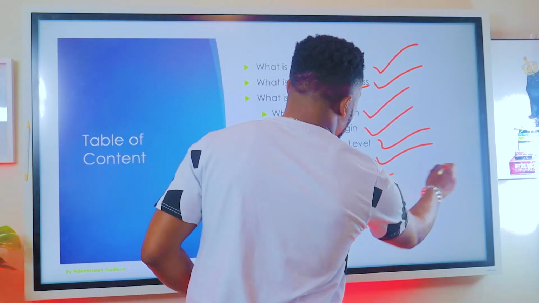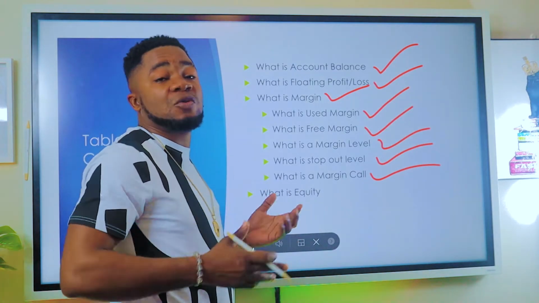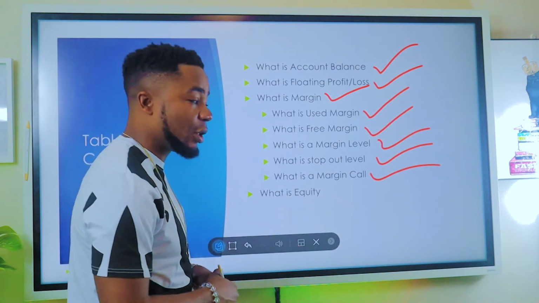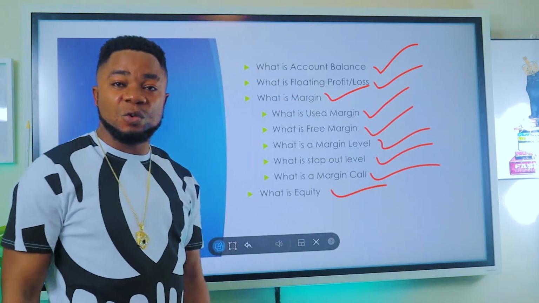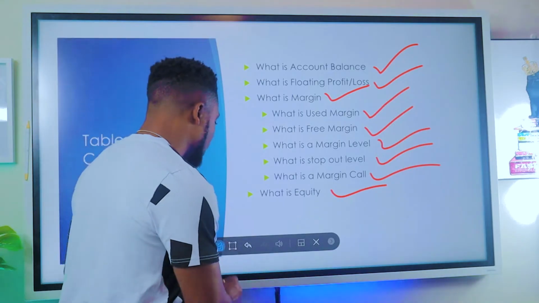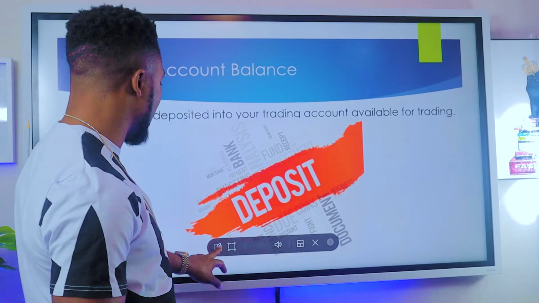We'll also explain what is meant by margin call. It's actually having a call from your broker to advise you to close your trade and go home because you don't know what you're doing. So it's called a margin call. We'll also explain what is known as equity. So what is equity in trading? With that being said, let's go to what is known as account balance.